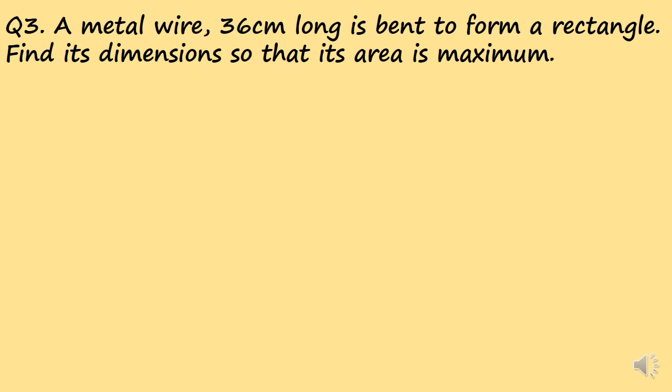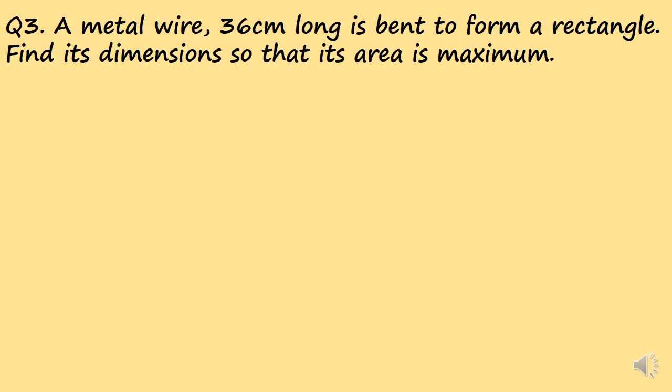Question 3, which is another important question. A metal wire 36 cm long is bent to form a rectangle. Understand the question properly. So this particular wire, which is long, linear, is bent and a rectangle is formed from it. Find its dimensions so that its area is maximum. Now what are the dimensions of a rectangle? The dimensions are the length and breadth of the rectangle.